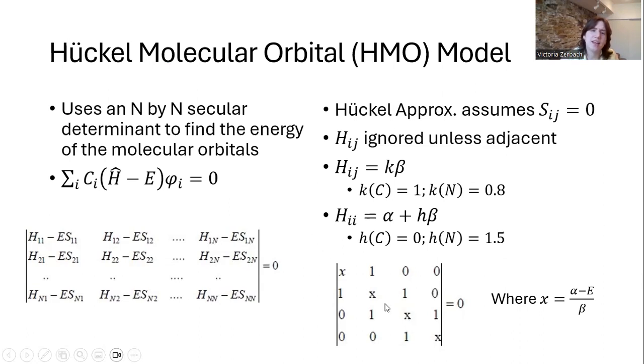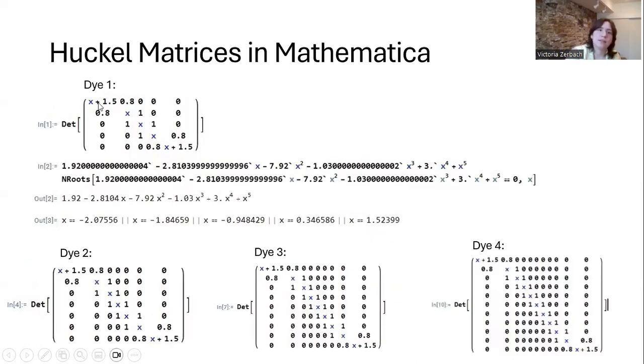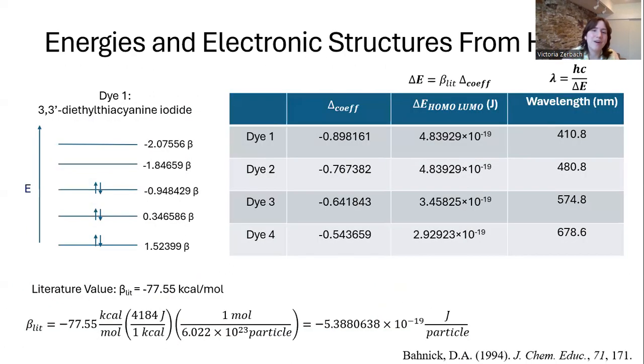You're able to then use all of this to turn this scary secular determinant into something that looks more like this, where x is equal to alpha minus E over beta, and then you can evaluate the matrix to find an expression where you can solve for x, which is what we did in Mathematica for all of the dyes, where the values of x times beta are equal to the energy of the orbitals in the molecule. So looking at only the pi electrons, we fill up each of these energy diagrams that we made for each of the dyes.